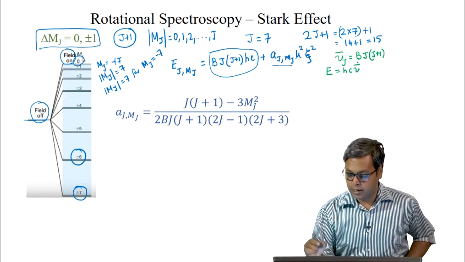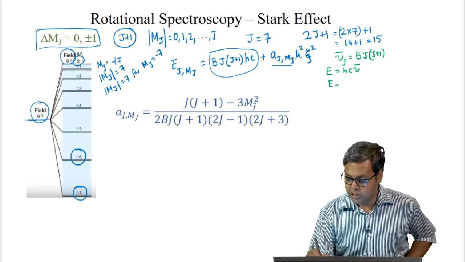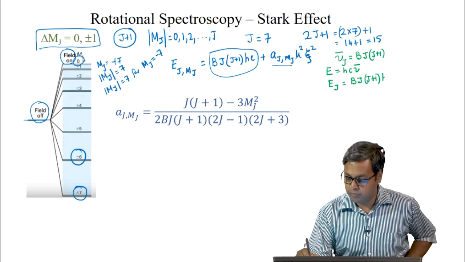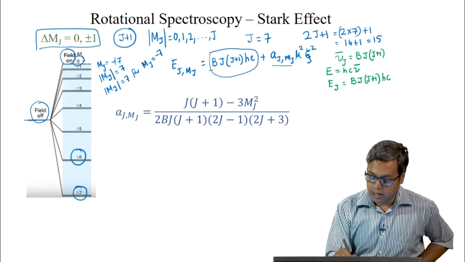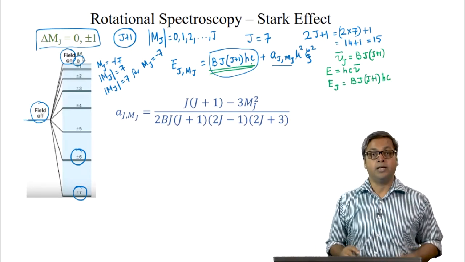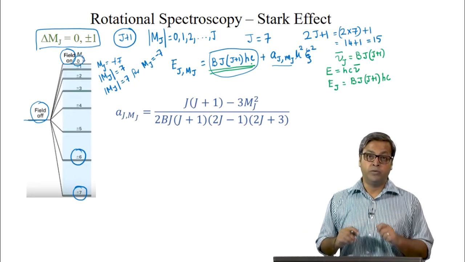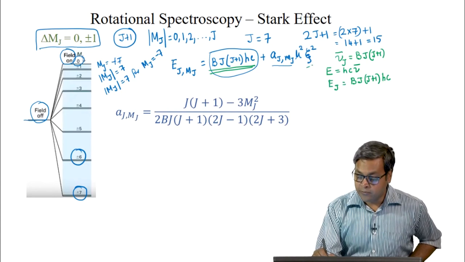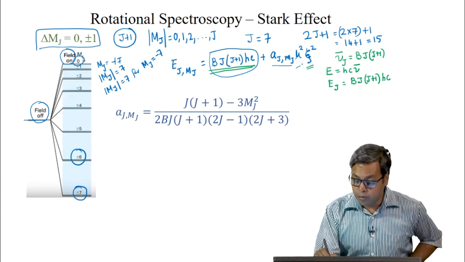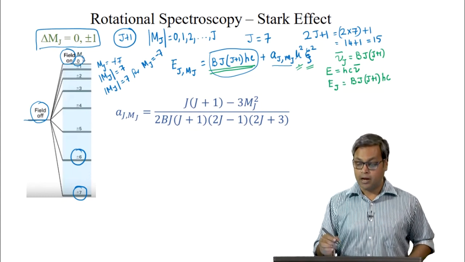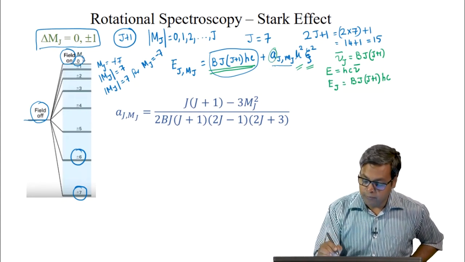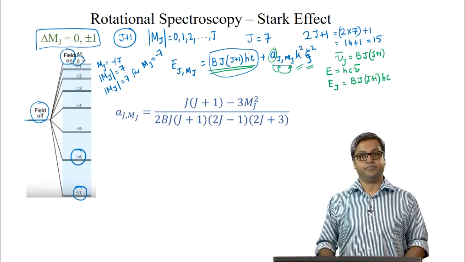In other words, I can write E_J equals B times J times (J plus 1), which is ν̄ J times h c. So, this first term was already there in the absence of the field. So, we have an additional term here, which depends on the electric field strength, on the dipole moment, and another parameter, which itself depends on the quantum numbers J and M_J.